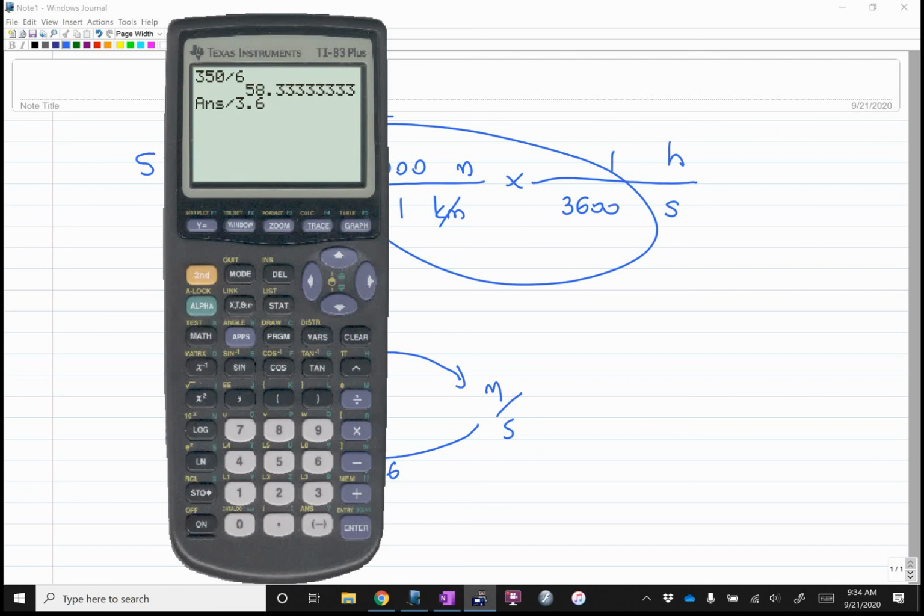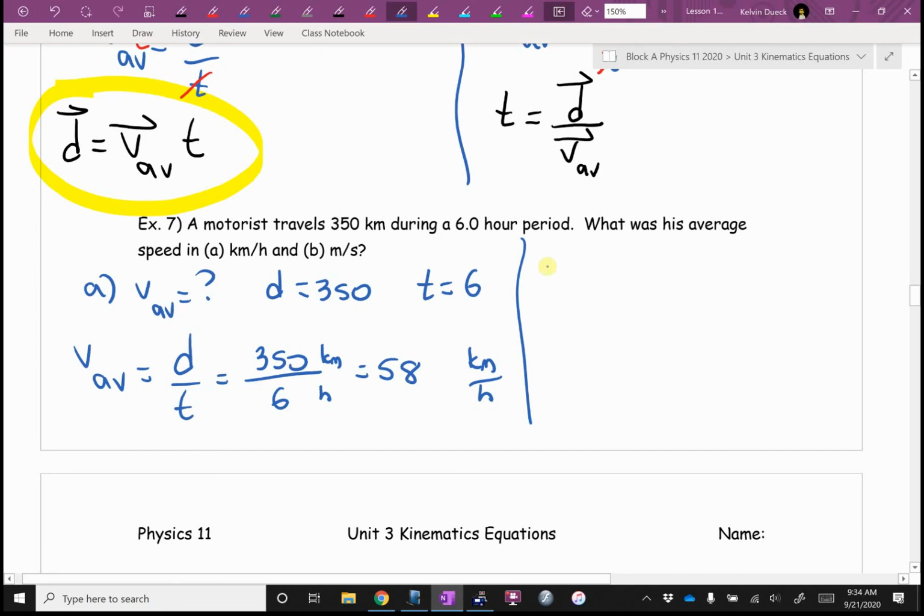Anybody not able to find their answer button, now is your chance to ask. You got it okay, George? Yep. And you get 16.2. So to 2 sig figs, I would go 16. This we'll write down. So B, V, did we divide by 3.6? Okay, so we'll go like this. V av equals 58.3 divided by 3.6. And this is the answer in meters per second.